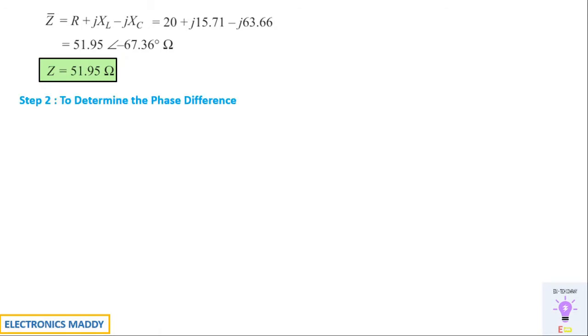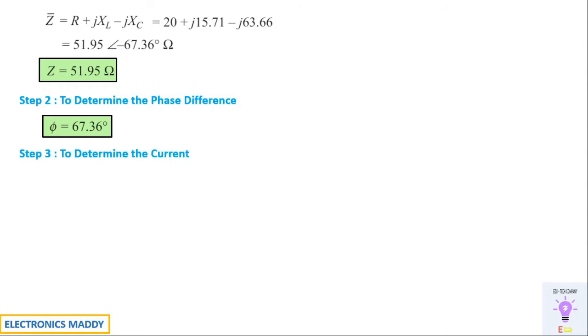Our next step is to determine the phase difference. We don't have to scratch our head to determine it, because the phase difference is directly given here, that is phi is equal to 67.36 degree. We don't have to mention the phase difference as minus or plus. We can directly take the value, because it only gives you the phase difference between the voltage and current. However, we can say with respect to power factor whether it is leading or lagging.